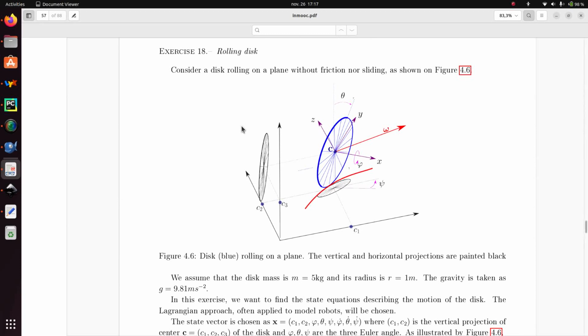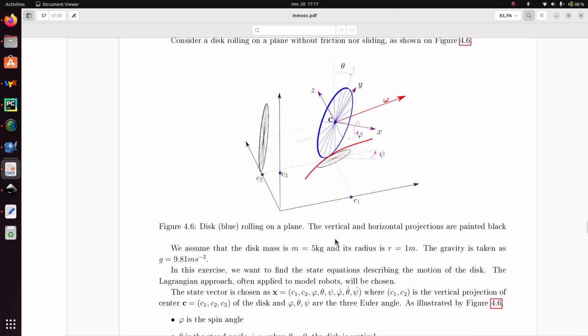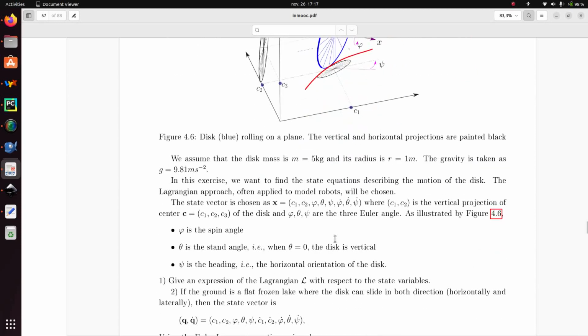Rolling disk. We have a disk which is rolling on a flat plane. There is no friction nor sliding. We know the mass of the disk, the radius, and the gravity. We have three angles for the disk, phi, theta, and psi, the Euler angles. The projection C1, C2 of the center of gravity, and the derivative of the Euler angles form the state vector x.